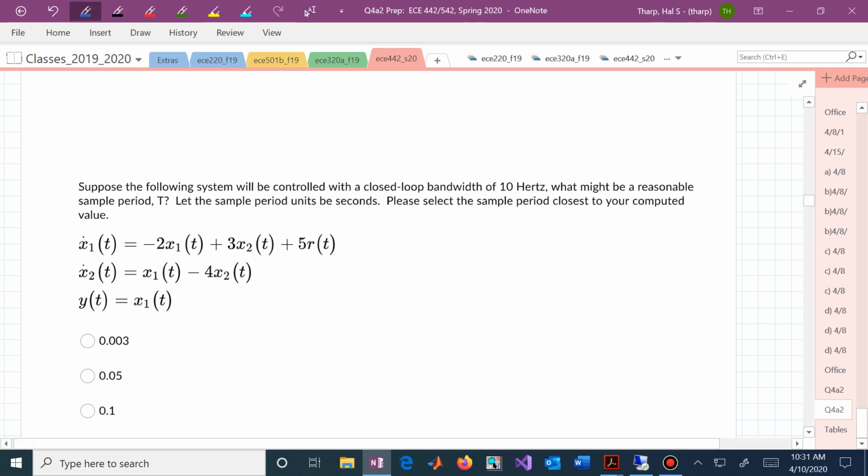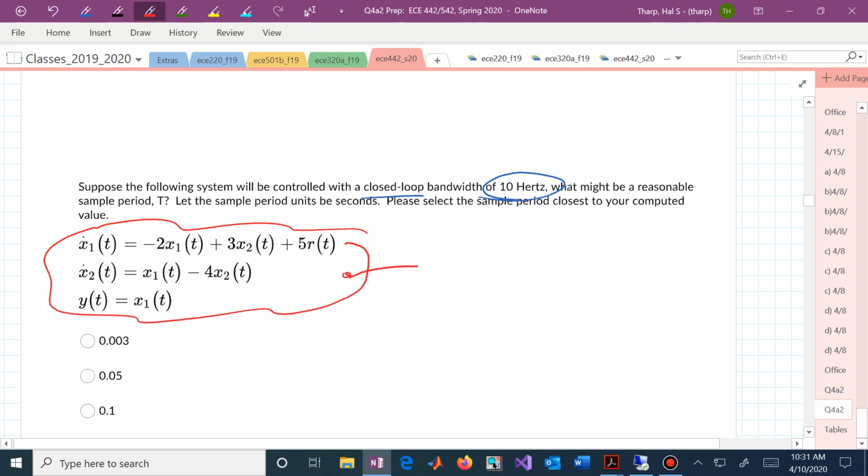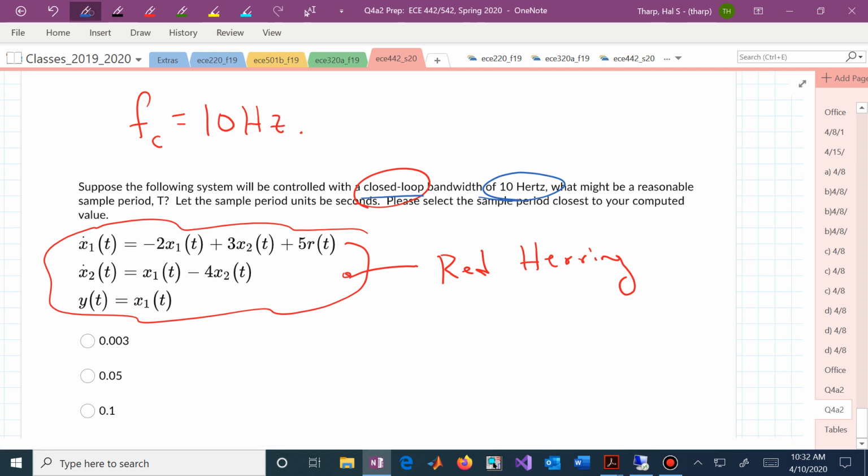Here, what you need to realize is you're wanting to pick a closed-loop bandwidth, so in reality, this set of information is a red herring. It's not really needed to solve this problem. You're being asked to find a closed-loop bandwidth of 10 Hertz, and that's now an f sub c of 10 Hertz.